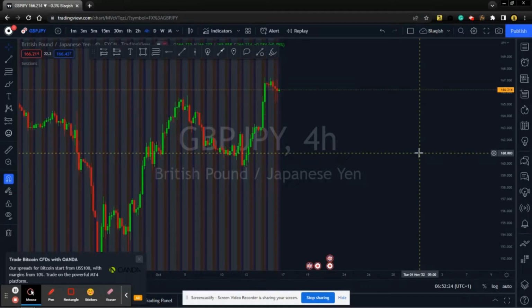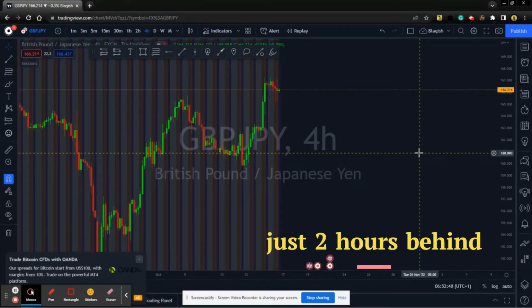For me, I always like to trade during London Open. That is the best time because it's aligned with our time zone. I'm in Kenya, and London is only 2 hours ahead of us, so it's really good for me to trade during the London session.